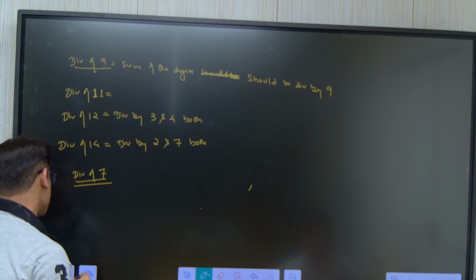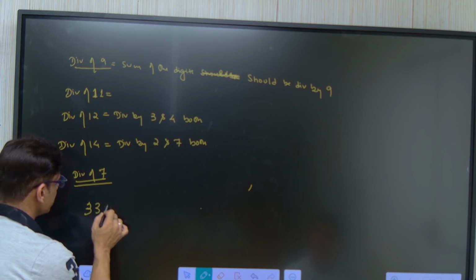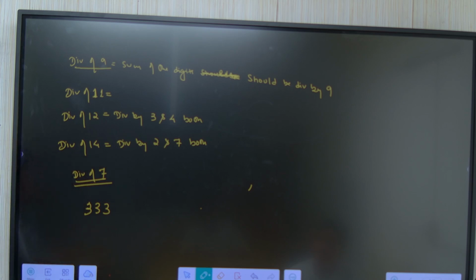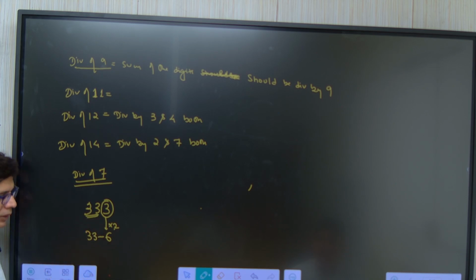Any 3-digit number of your choice. If you want to find out whether this number is divisible by 7 or not, take the last digit and double it. 3 2s are 6. 33 minus 6. What is 33 minus 6? What we have to do is take the last digit, double it and subtract it from the remaining digits. So 33 minus 6 is 27. Divisible by 7? No. So the number is also not divisible by 7.